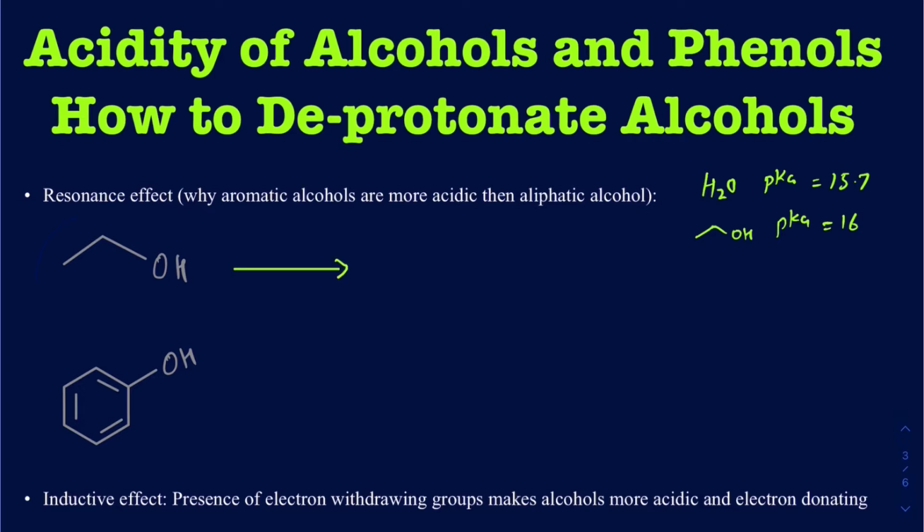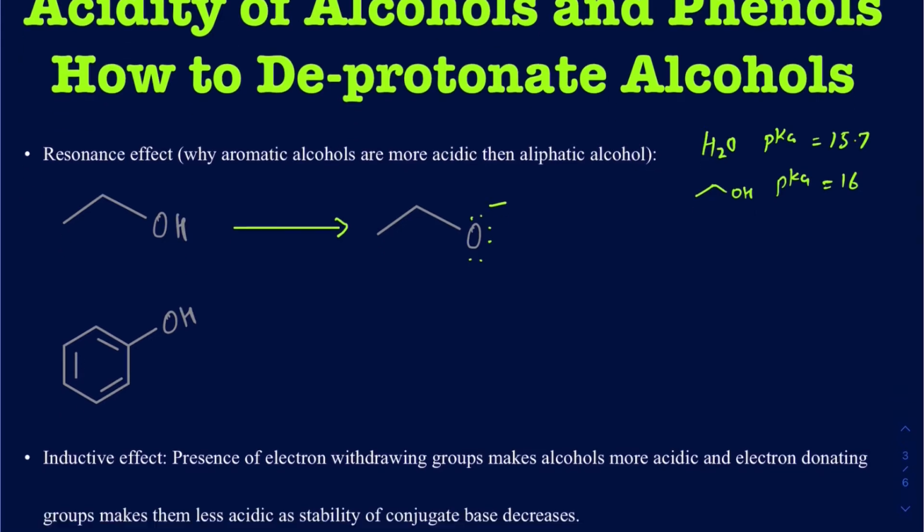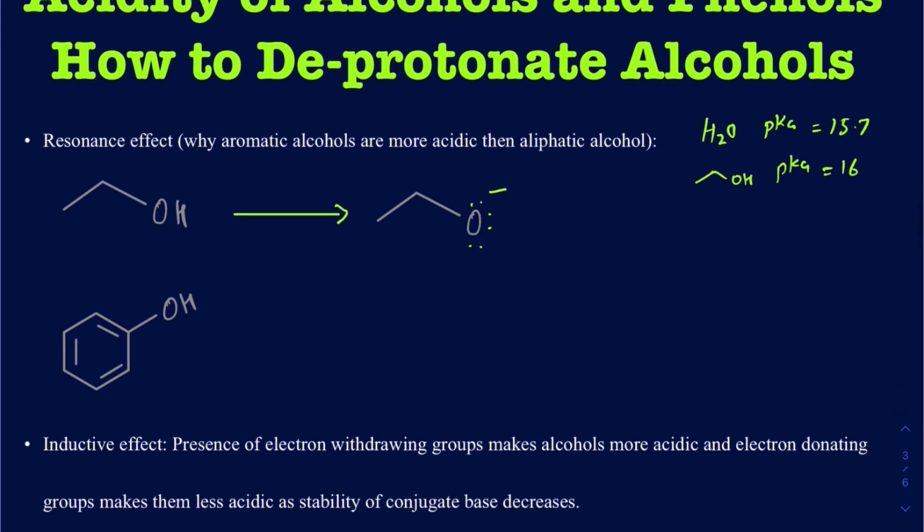In this particular case, the conjugate base of ethanol is going to look something like this. I'm going to take out the proton, and this is how the conjugate base is going to look. I'm going to do the same thing for the second one. I'll take out the proton on the second one, and we'll have the conjugate base for it.